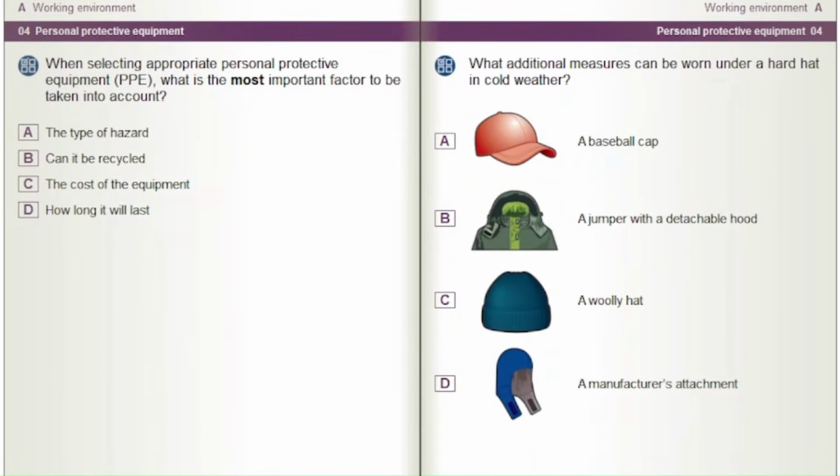When selecting appropriate personal protective equipment, PPE, what is the most important factor to be taken into account? The type of hazard. Can it be recycled? The cost of the equipment. How long it will last.